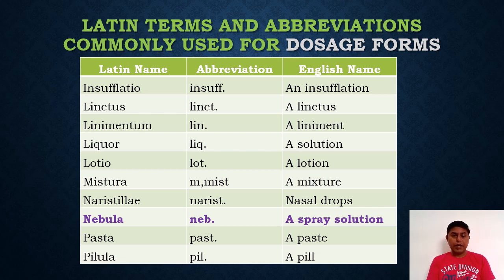We go ahead with it. Insufflatio, insufflation; linctus, a linctus; linimentum, a liniment; liquor, a solution; lotio, a lotion; mixtura, a mixture; naristilla, a nasal drop; nebula, a spray solution; pasta, a paste; pilula, that is a pill. So here also a few of the terms we can easily understand, but a few of the terms we need to know very well, like nebula and so on.